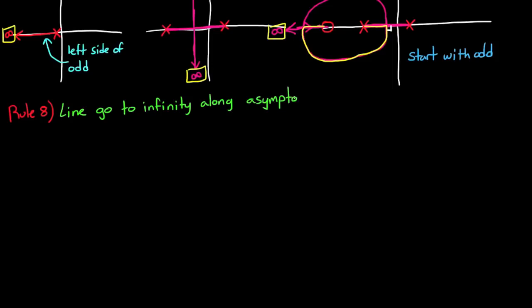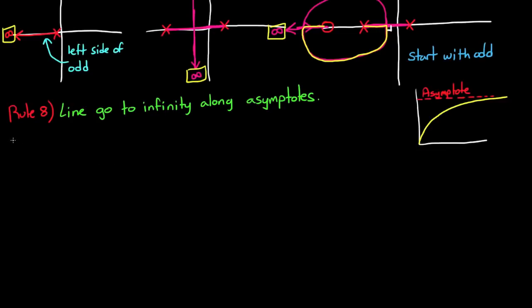Well, it just so happens that these lines go to infinity along asymptotes, and rule number 8 describes what those asymptote angles are. Just a real quick reminder here. An asymptote of a curve is a line such that the distance between the curve and that line approaches zero as they go towards infinity.